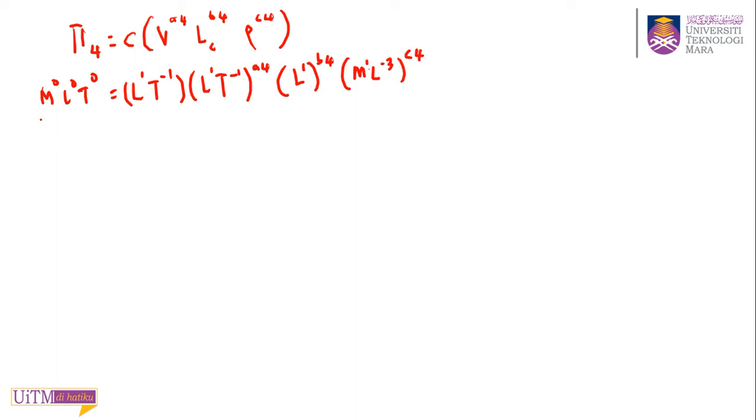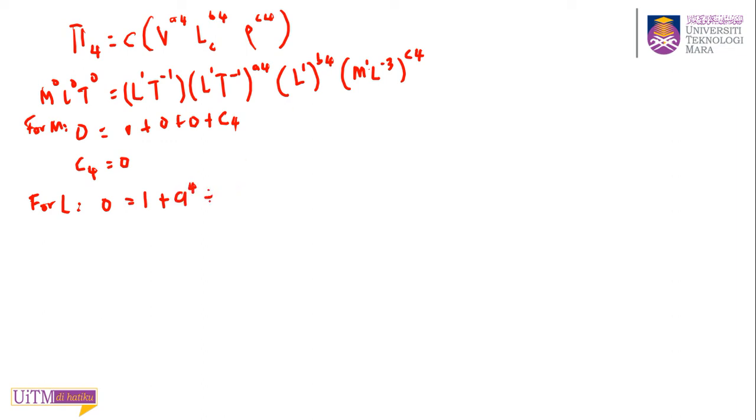Do the same again, for M, so 0 equals M0, you have no M here, 0 plus 0 plus 0, and you have M here plus C4, so C4 equals 0. And for L, 0 equals L1 from C, plus A4, plus B4, minus 3 C4.